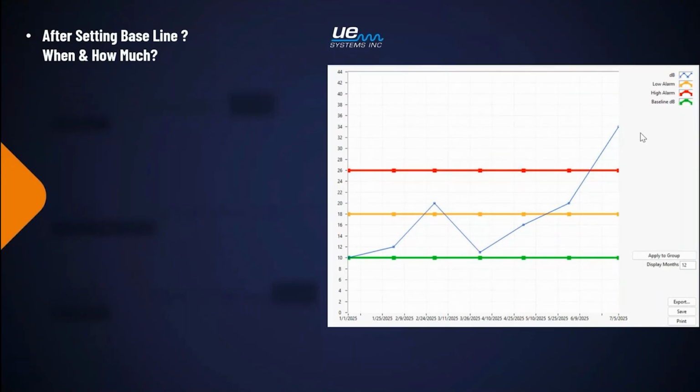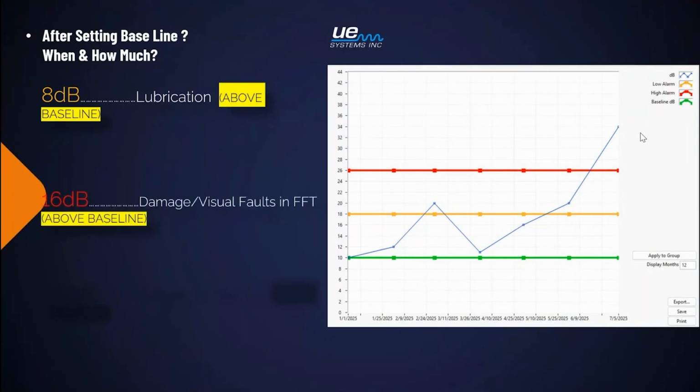So if, for example, in our case 10 decibel value is our baseline, and we increase 8 decibel above the baseline, it will be an application issue. If it is increased above 16 decibel above the baseline, it will be a damage or visual fault in the FFT. And also, if it is increased more than 35 decibel, maybe extreme damage will happen.